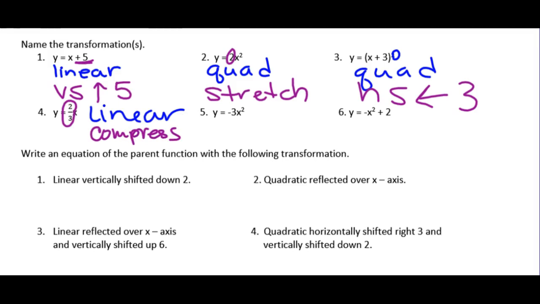Number 5's got a couple things going on. First, it's a quadratic, because it has an x squared. Then I notice it has a negative out front. That would be a reflection. Then it has the number 3, so that means it's a dilation, but which type? 3 is greater than 1, so it would be a stretch.